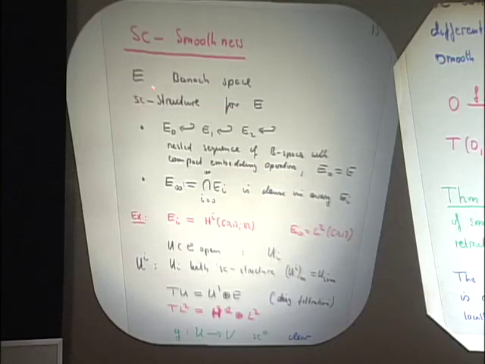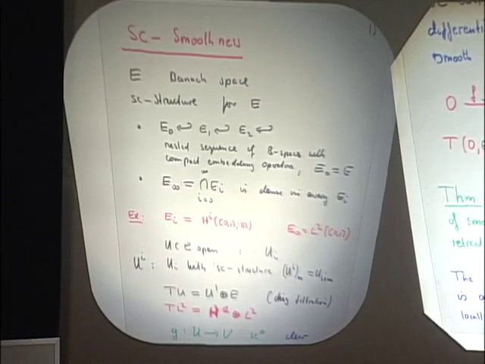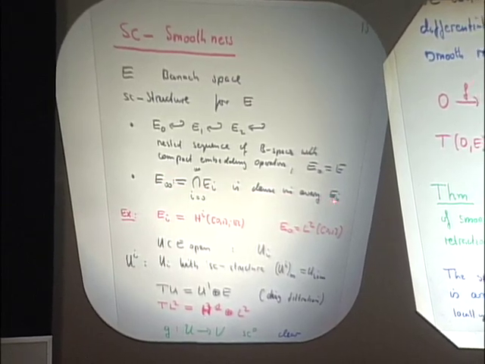So now what you do is you have to put an additional structure on a Banach space, namely if you have a Banach space you define an SC structure. SC comes from scales, and scales have of course been studied in interpolation theory for a long time. So an SC structure is just a nested sequence of Banach spaces with compact embeddings, and you require that the intersection of all of these is dense in every E_i.